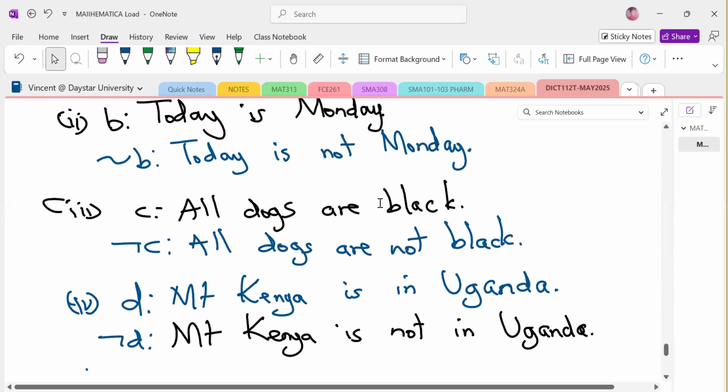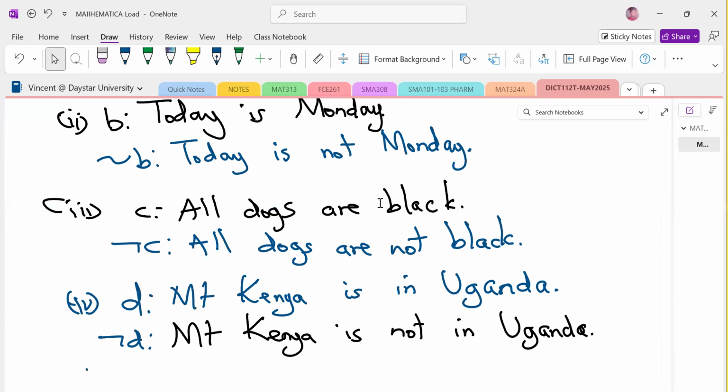Then in that structure, what will be the negation of statement C? Correct. It is not the case that all dogs are black. And then if you had to use that same definition, the negation of D will be? Correct. It is not the case that Mount Kenya is in Uganda.